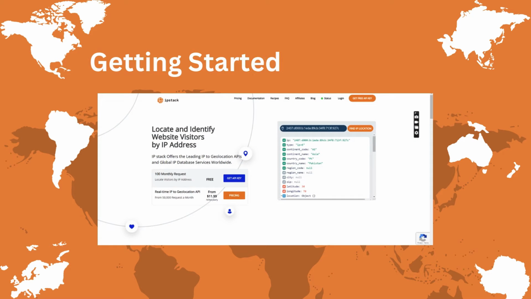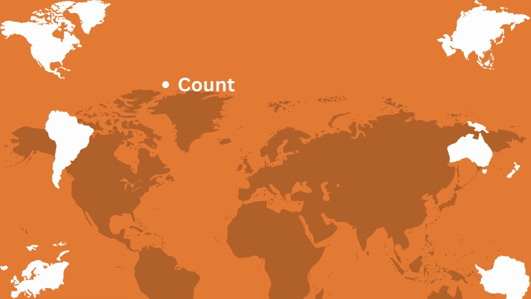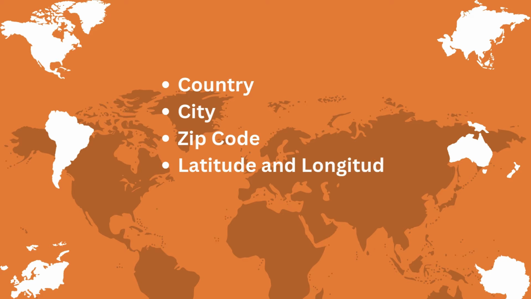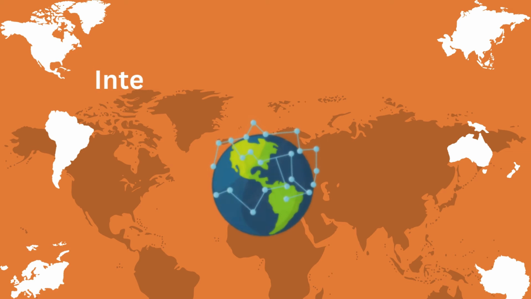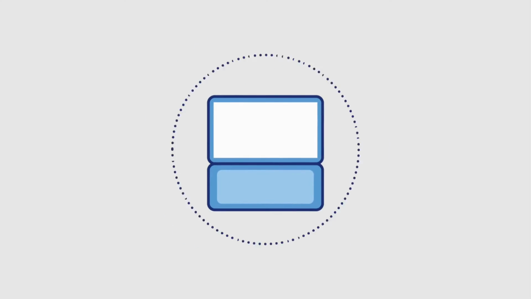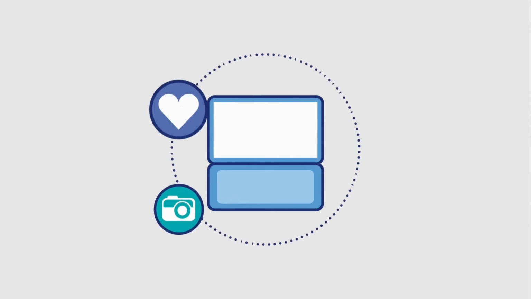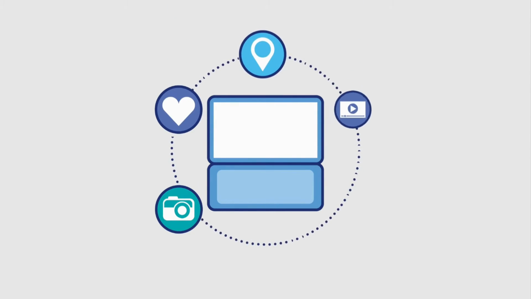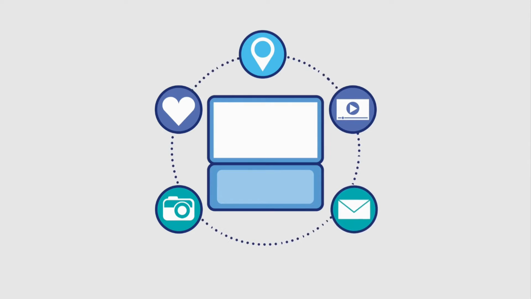Getting started with Ipstack. Key features of Ipstack include obtaining geolocation information such as country, city, zip code, latitude and longitude, currency, and even time zone based on users' IP addresses. It also gives users access to detailed information such as internet service providers. Thanks to the Ipstack's API capabilities, this information can be easily integrated into business applications and used in various scenarios.